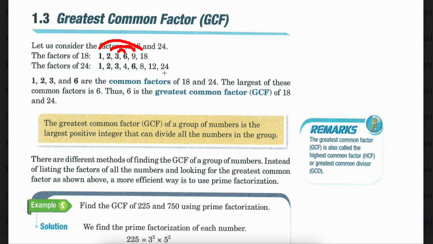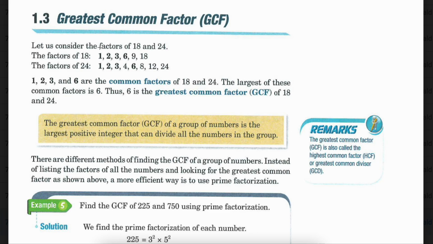Now, if a problem were asking us to find the greatest common factor, then we're going to put these numbers side by side. And if you notice, they've bolded the numbers that are the same. They both have 1 as a factor, 2 as a factor, 3 as a factor, and 6 as a factor. All the other factors are not the same. So 1, 2, 3, and 6 are the common factors of 18 and 24. If they're asking you to find the greatest common factor, then you're just going to look at 1, 2, 3, and 6 and see that 6 is the greatest common factor, the GCF of 18 and 24.